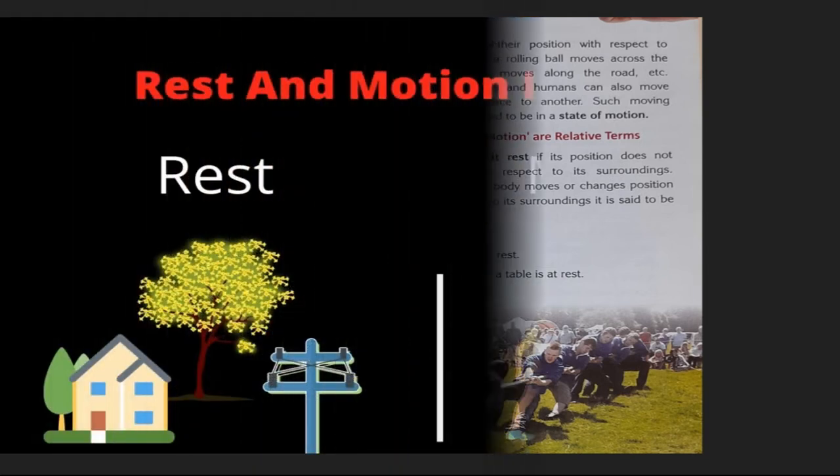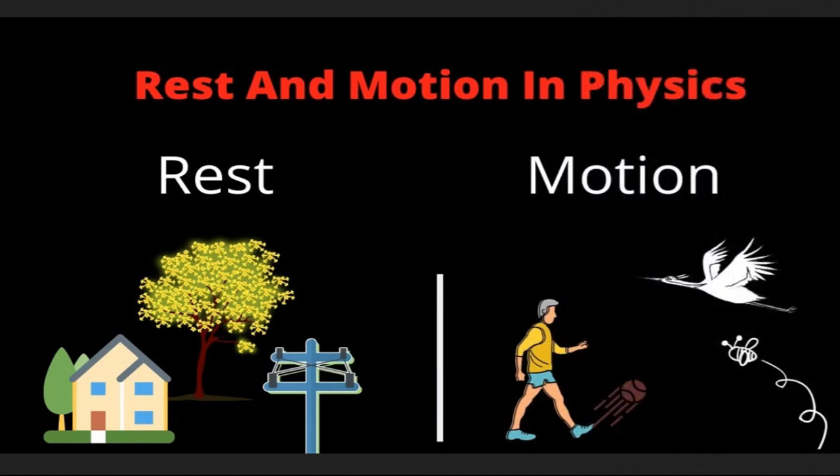Now children, as you can see on the screen, rest and motion in physics. What are the things which are at rest and what are considered as in motion? A body is at rest if its position does not change with respect to its surroundings. As you can see here, the house and the tree are all at the resting position.